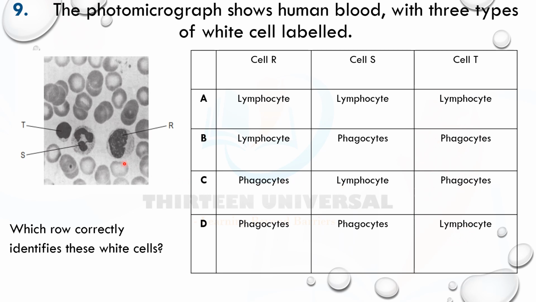So let's check again. Now the one that has a lobed nucleus is neutrophil. This is a kidney or bean-shaped nucleus. This is macrophage. Okay, R is macrophage, S is neutrophil. However, 2 of them are phagocytes. So which option shows S and R to be phagocytes? It is D. Okay, so you can pause the video or just go over it again if you don't understand.